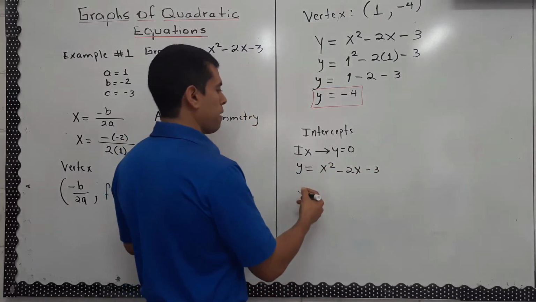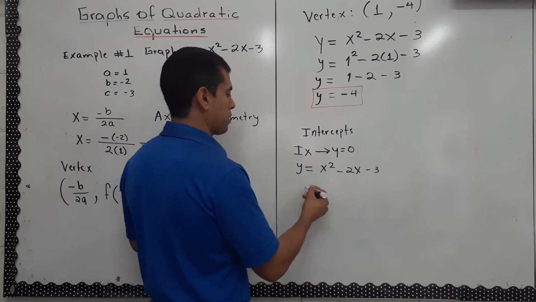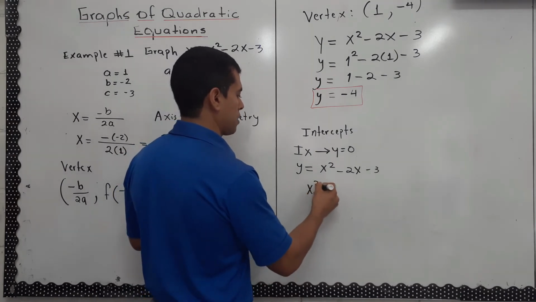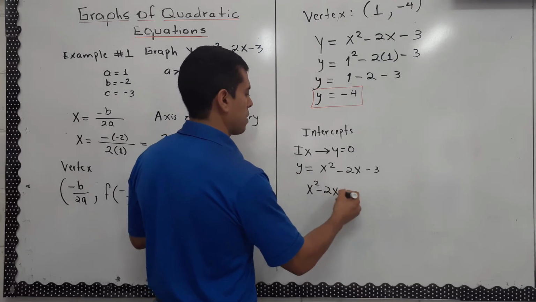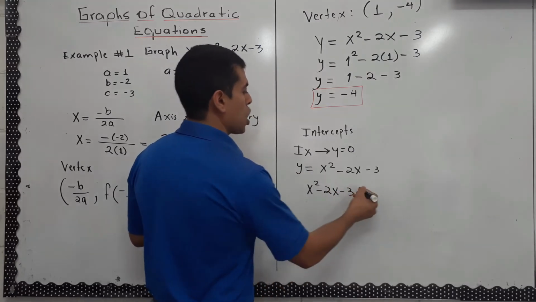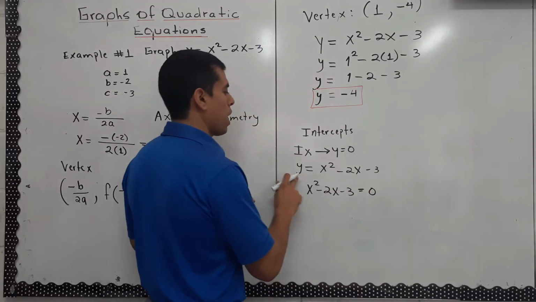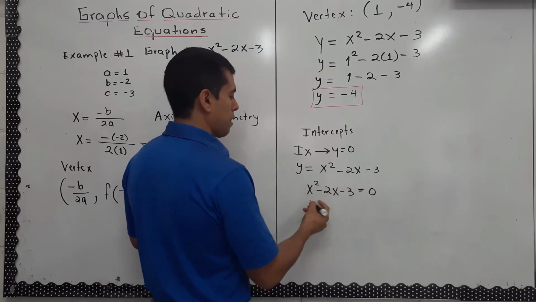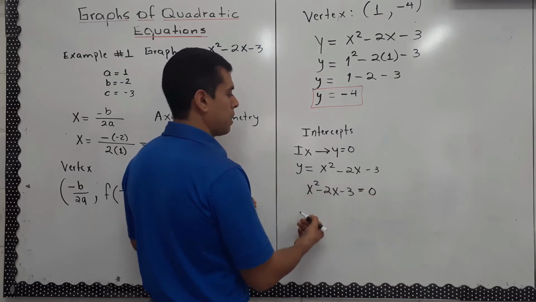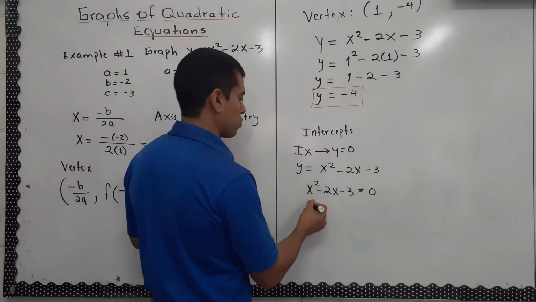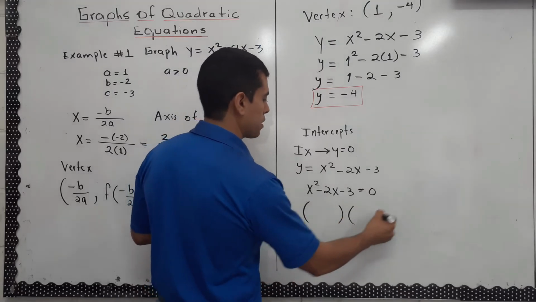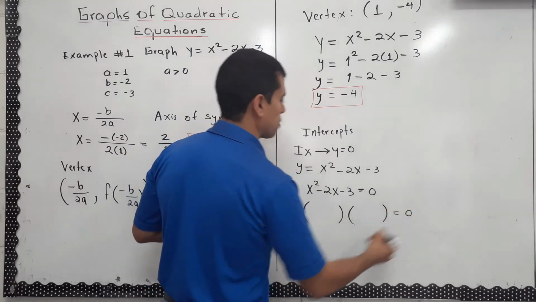So we are going to find the intercept in x. We write it like this: x^2 - 2x - 3 = 0. So replace the y by 0. Then we can do this by guess and check. So I'm going to write 2 parentheses and equal them to 0.